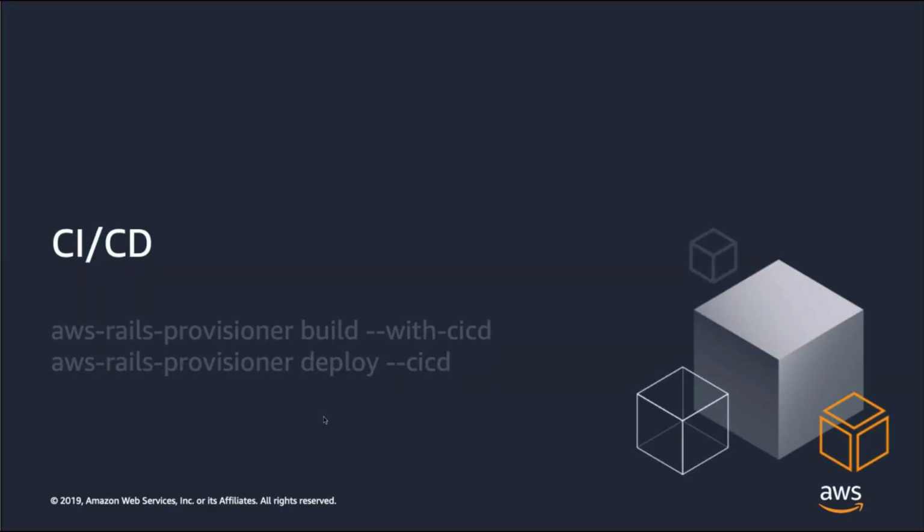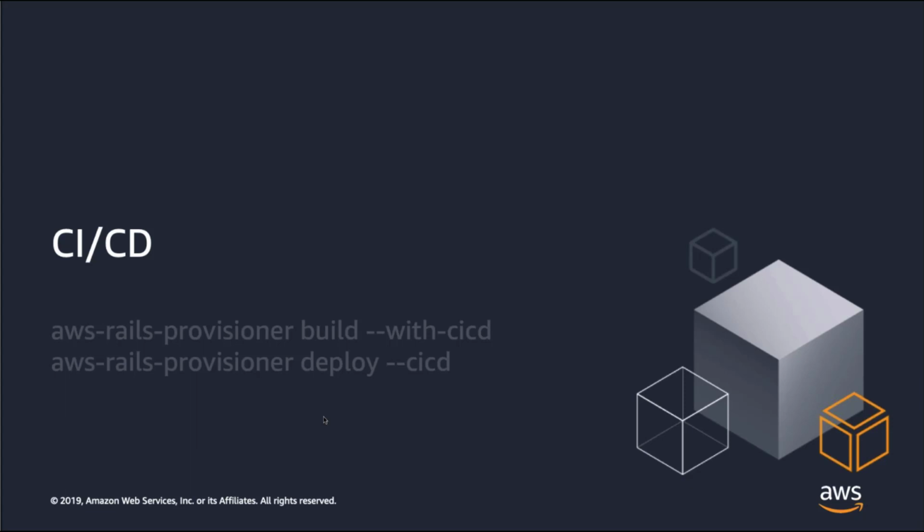So we are at a point where our application is running on the cloud. What is the next step? Once you have started developing your web applications, you really want to figure out a way to do CI/CD, which means every time you commit a new change to your application, it can be automatically picked up, running build, test, and deploy to your application running in the cloud, so that you don't need to do all these manual steps all over again. AWS Rails Provisioner also takes care of this for you.